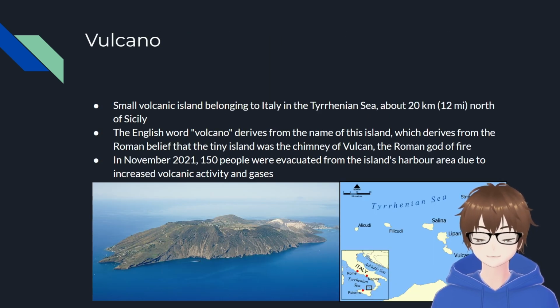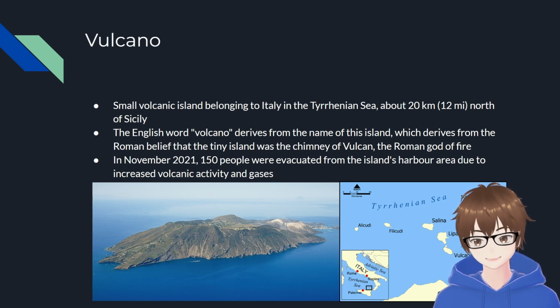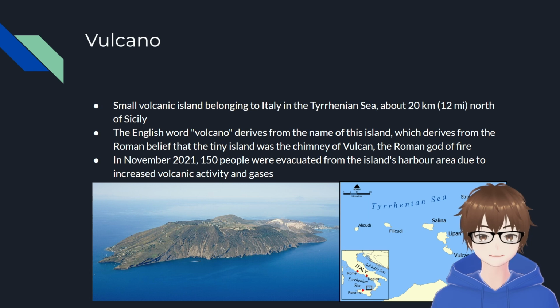So, we have Volcano, a small volcanic island belonging to Italy in the Tyrrhenian Sea, around 20 kilometers or 12 miles north of Sicily. The English word for volcano derives from the name of this island, which derives from the Roman belief that the tiny island was the chimney of Vulcan, the Roman god of fire. And in November 2021, 150 people were evacuated from the island's harbor area due to increased volcanic activity and gases. And that was the newest, I guess, not really eruption, but activity.